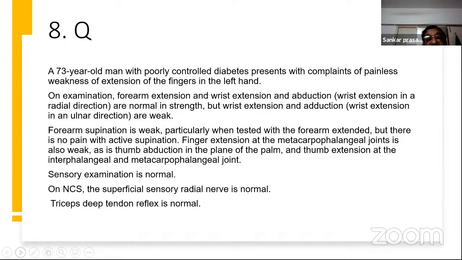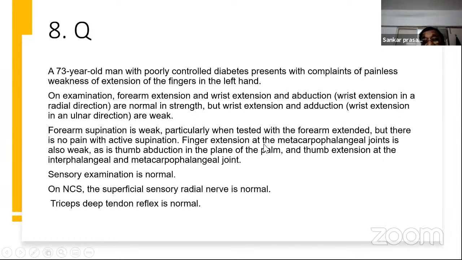A 73-year-old man with poorly controlled diabetes presents with complaints of painless weakness of the extension of the fingers in the left hand. On examination, forearm extension and wrist extension in a radial direction are normal in strength, but wrist extension and adduction, that is, in the ulnar deviation, are weak. Forearm supination is weak, particularly when tested with the forearm extended, but there is no pain with active supination.